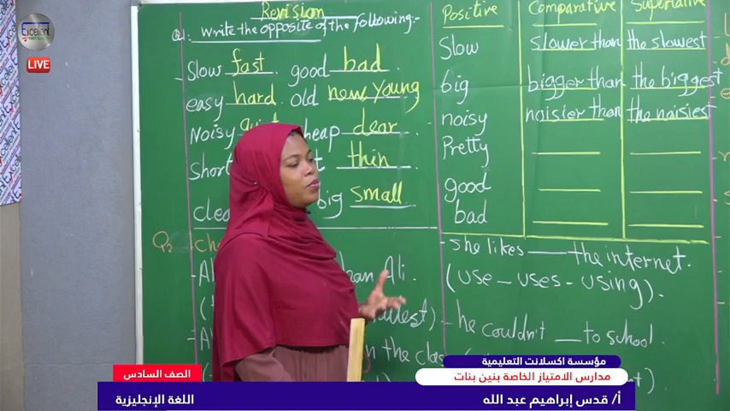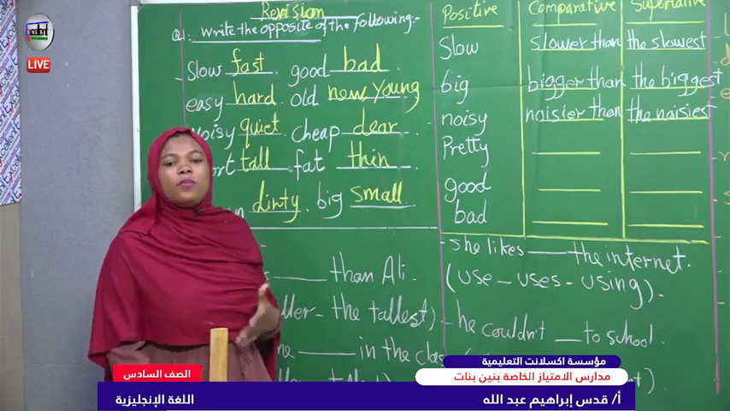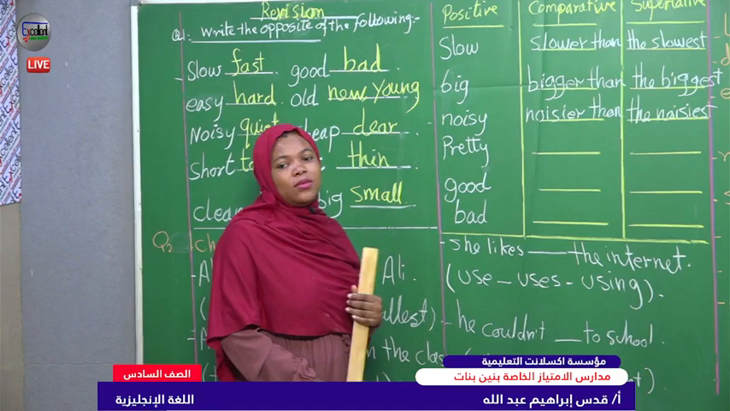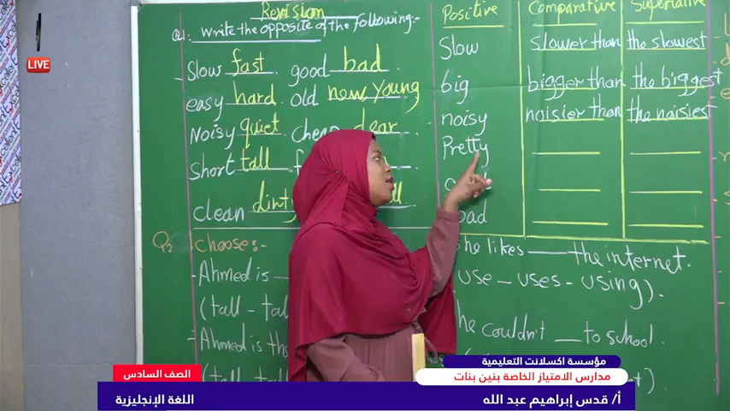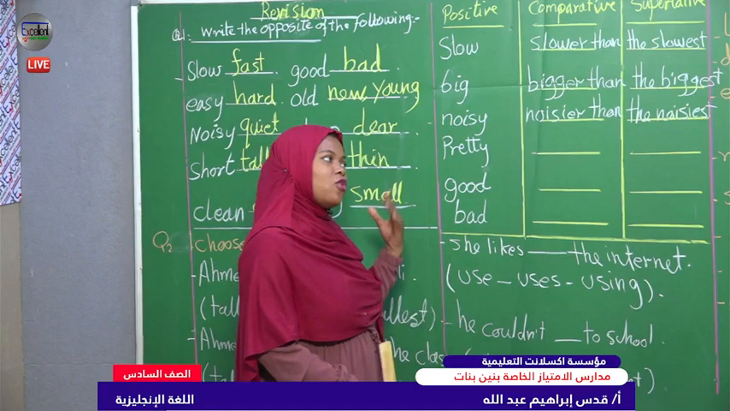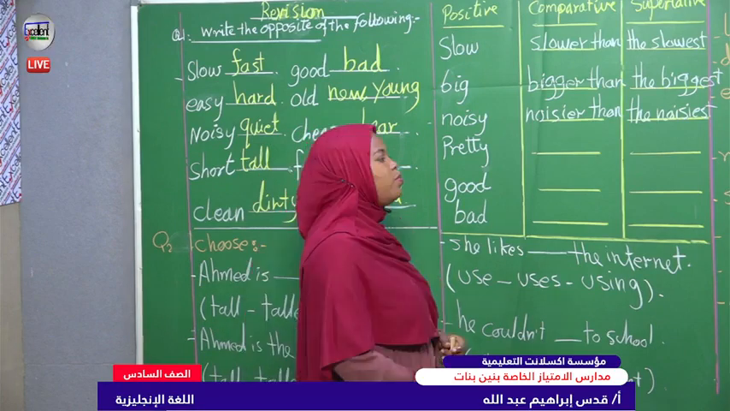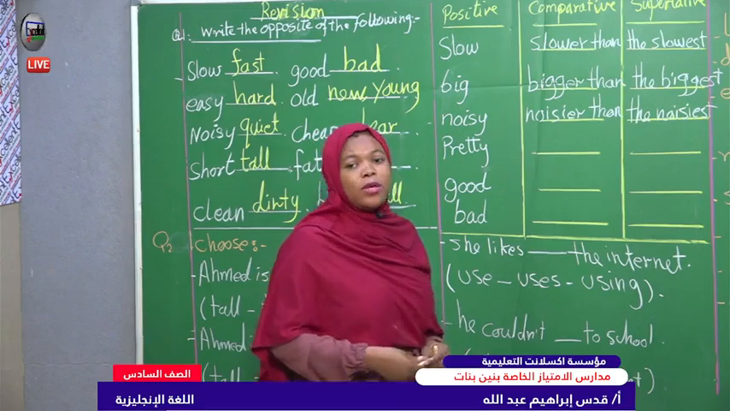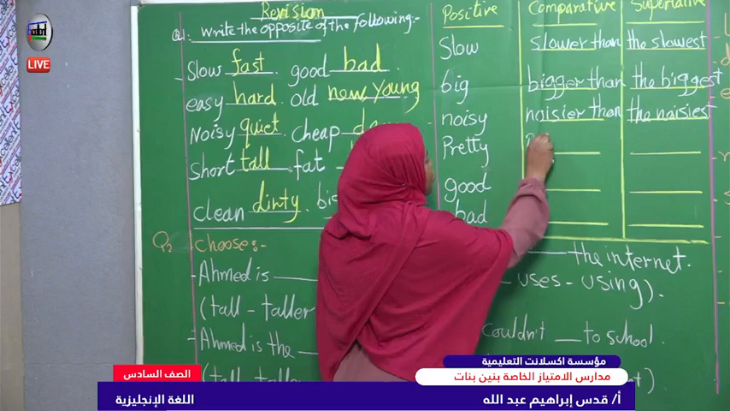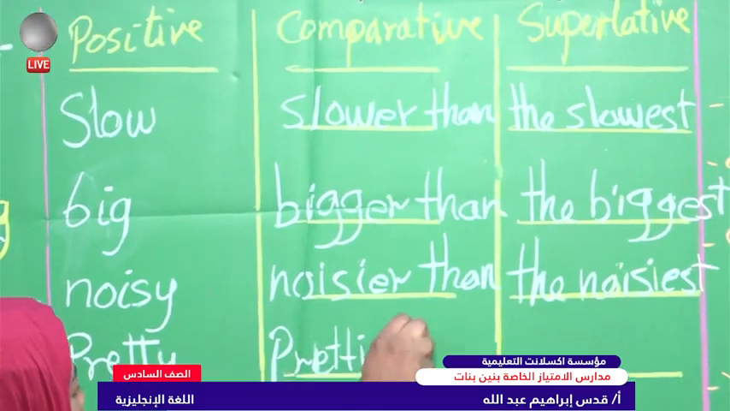What am I going to do if I want to make a comparative form of the adjective pretty? It ends with Y, so I'm going to look at the letter before Y. It is a consonant letter. It's T, a consonant letter. So I'm going to drop the Y and add IER. It will become prettier than. Prettier than.